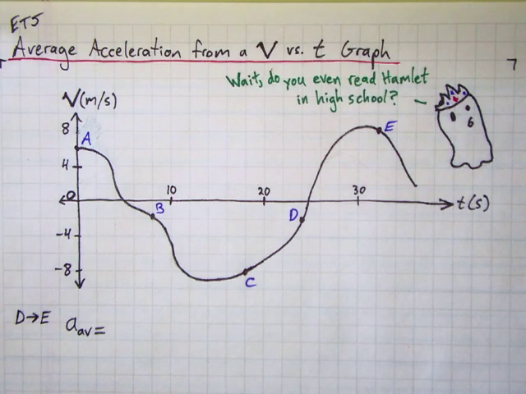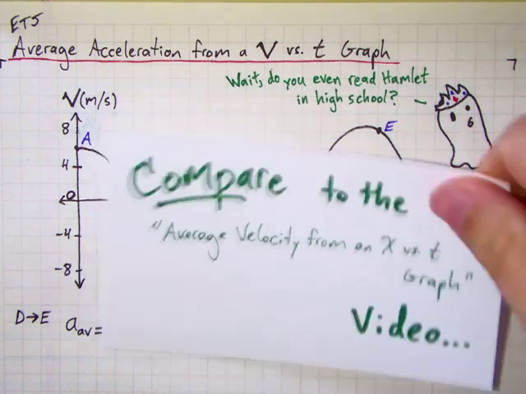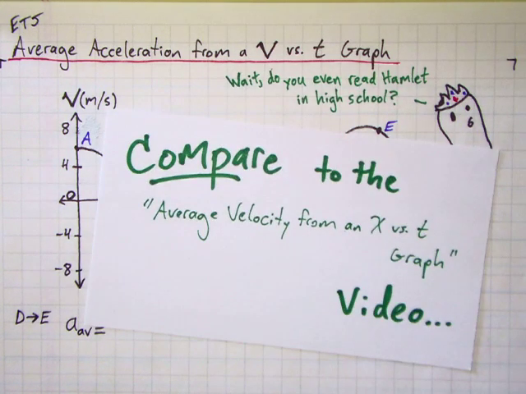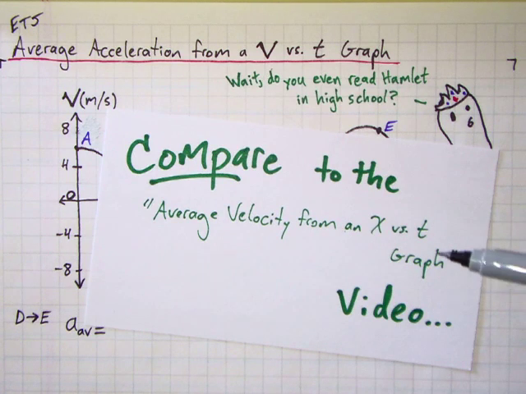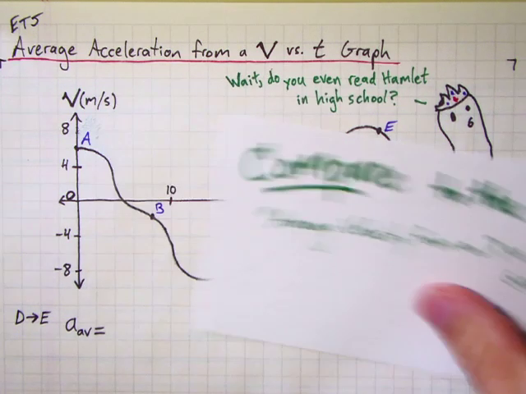The average acceleration of an object can be determined from that object's velocity versus time graph. What we're going to do here is very similar to something we've done already. Compare everything here to the average velocity from a position versus time graph video. We're doing the same thing.